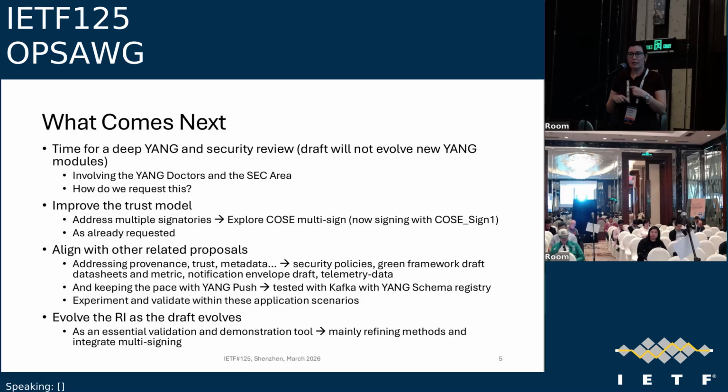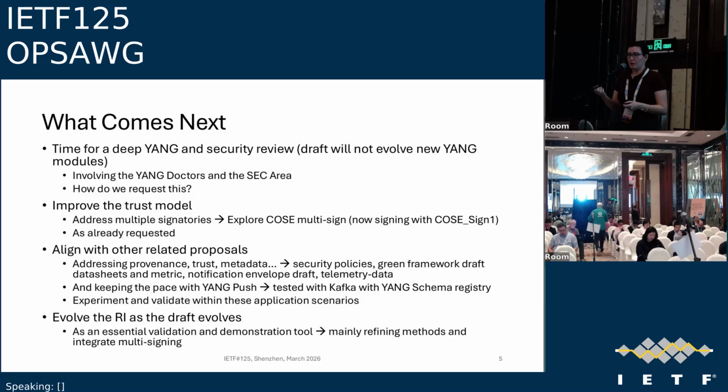And the next thing that we have to work on is to address the multiple signatories, which we are looking for, because now we are using COSE Sign1. So we are trying to look for a way to bring this with several keys, one signature with several issuers. And then what we also have been looking at is how to add these signatures to other YANG models.